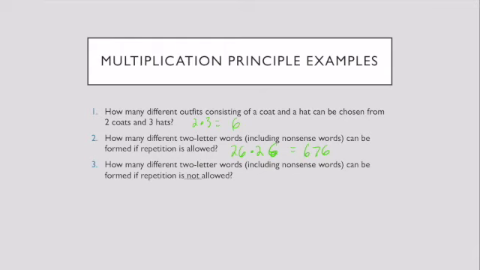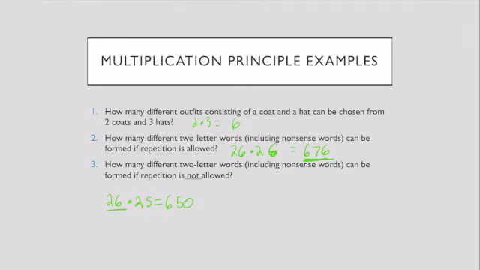Now, this third question requires a little bit more thought. So how many 2-letter words, including nonsense words, can be formed if repetition is not allowed? Okay, so I have how many choices for my first letter? I have 26. And how many choices do I have for my second letter because repetition is not allowed? I have 25. And 26 times 25 is 650.